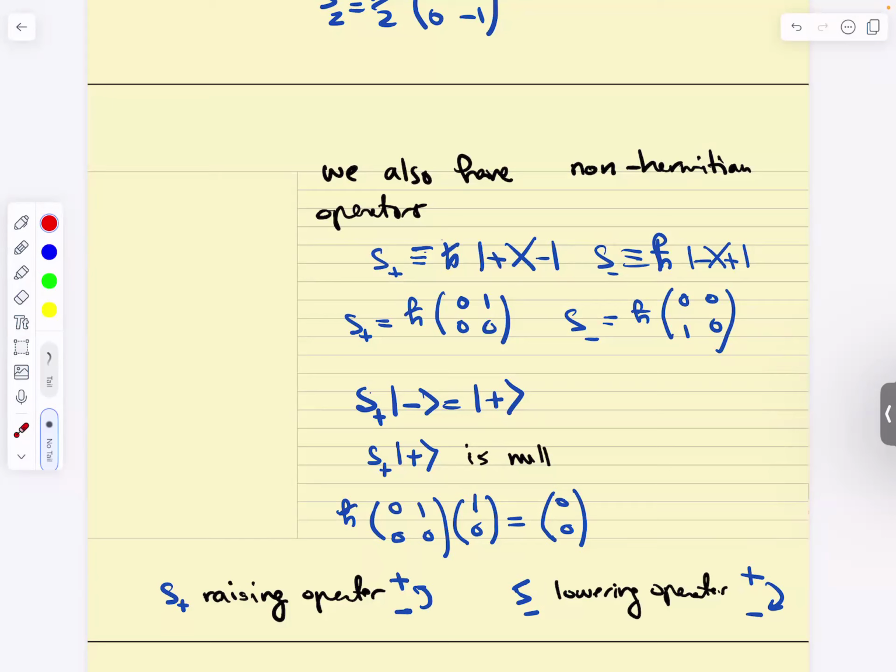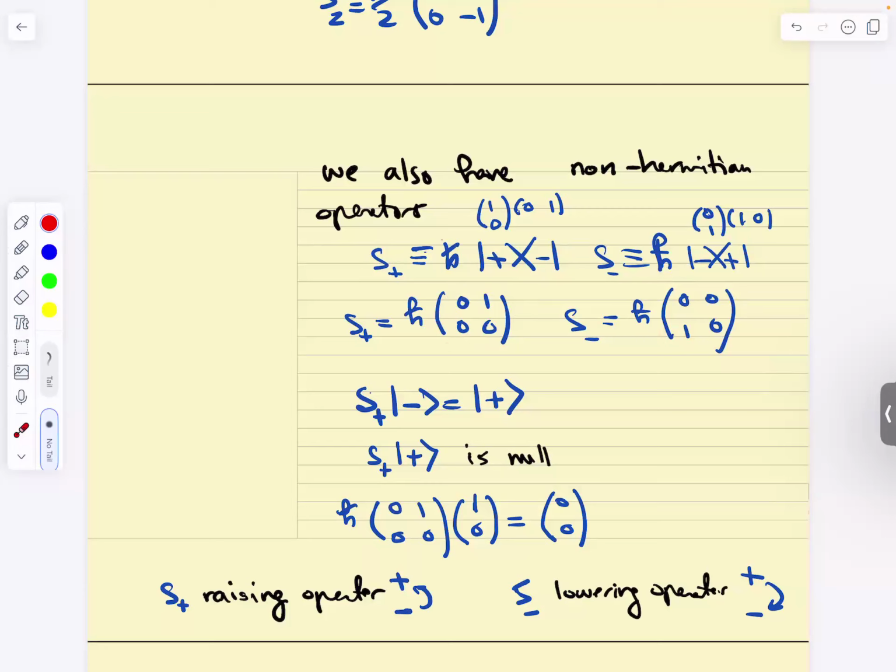So this is an outer product. It's an outer product of what vectors? 1, 0, and 0, 1. When you take the outer product, you get this matrix. This is the outer product of 0, 1 and 1, 0. You get this. This is just matrix multiplication, right? So this is S plus and this is S minus.